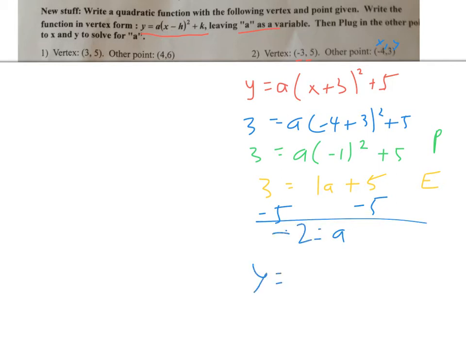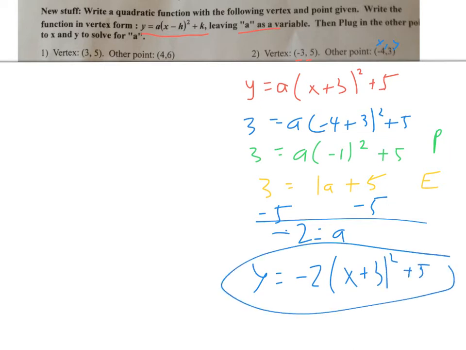So I can say y equals negative 2, and then keep everything else the same. So the only hardest part here is finding that a out front.